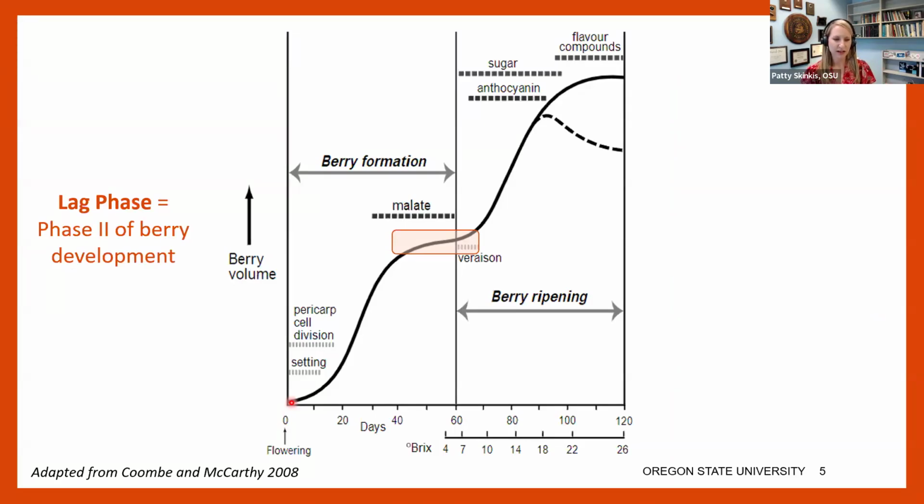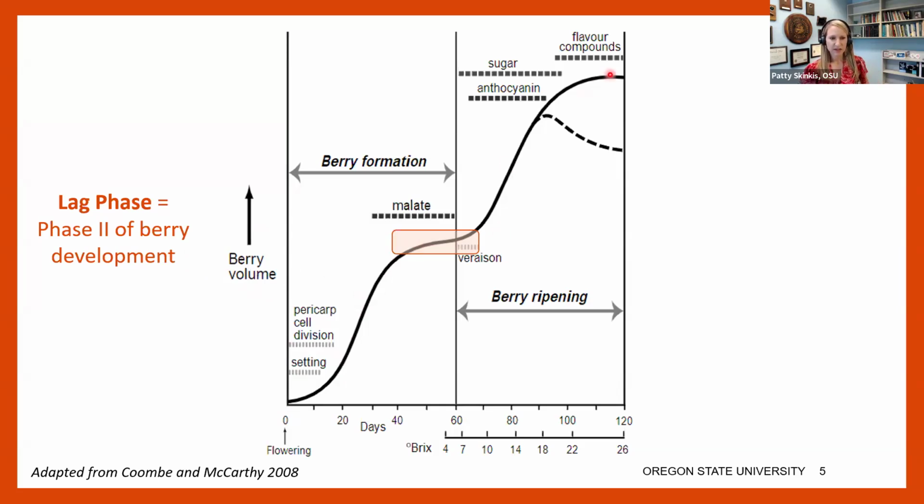But this is a schematic to indicate after we go through bloom, there's a very rapid increase in the berry weight. So in this case, they're using berry volume. You could do this as weight as well. There's a very rapid increase. And then there's this plateau in the berry size before it starts the second curve upwards at around veraison. And then that continues till harvest.